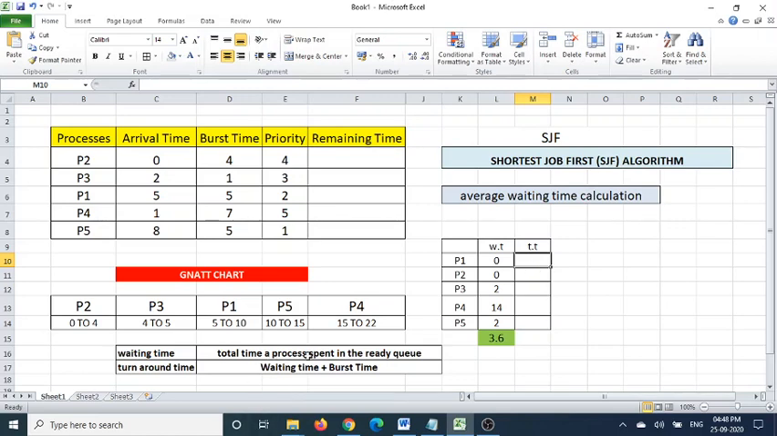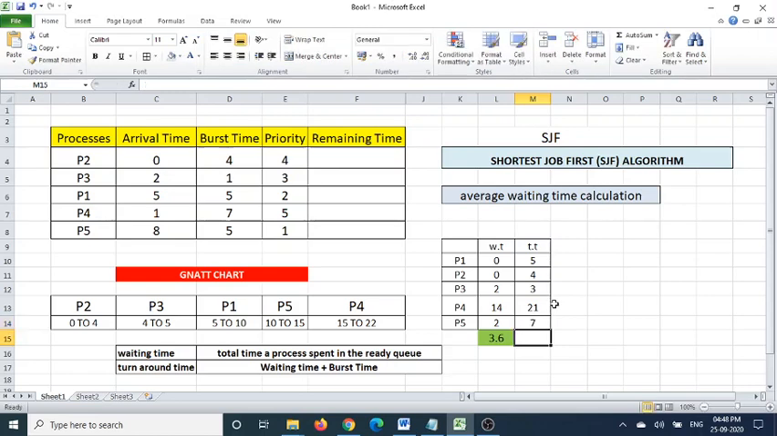Turnaround time is nothing but waiting time plus burst time. Waiting time is 0 for P1. What's the turnaround time is 5. So 0 plus 5, 5. P2's burst time is 4. 0 plus 4, 4. P3's burst time is 1. Waiting time is 2. 2 plus 1, 3. P4's burst time is 7. Waiting time is 14, so it is 21 totally. P5's burst time is 5 and waiting time is 2, so turnaround time is 7.